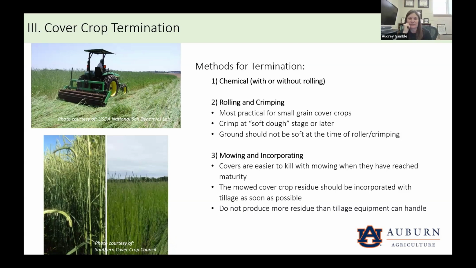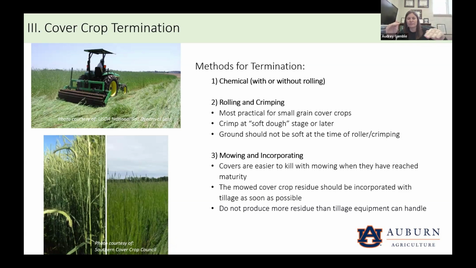The second option is rolling and crimping. And so again, this roller crimper shown in this picture in the upper left-hand corner, this can be a great option for small grain cover crops. What this does, it's not actually cutting through the residue, but it is crimping it. So it's crimping into that vascular tissue, and it's preventing water and nutrients from being able to move through the plant. And so that causes the plant to die.